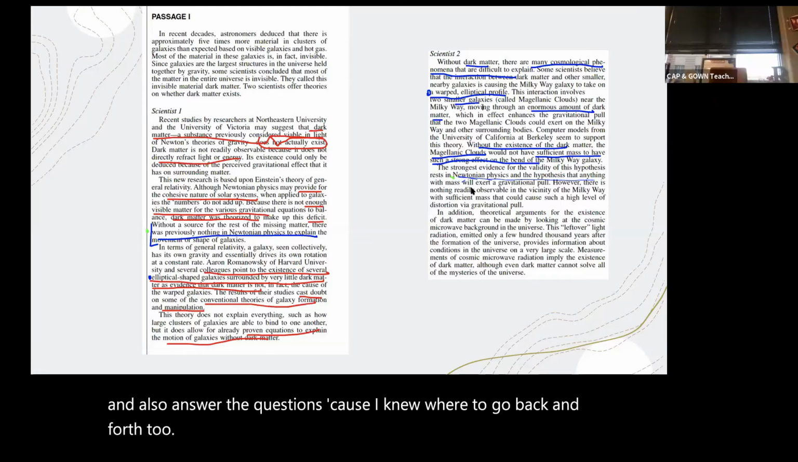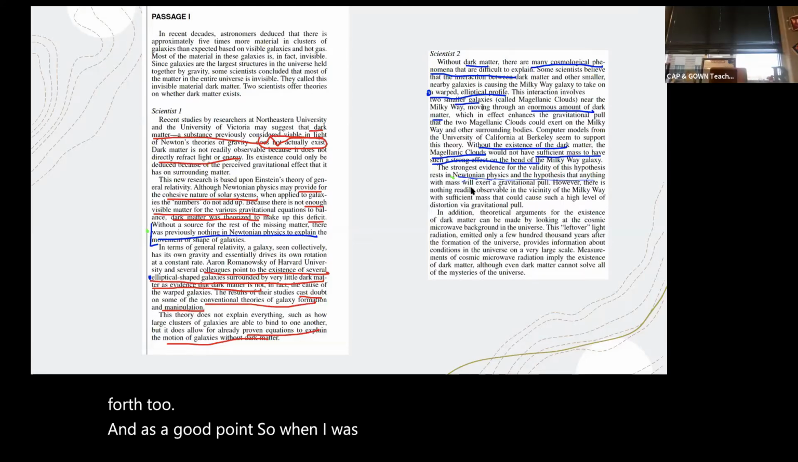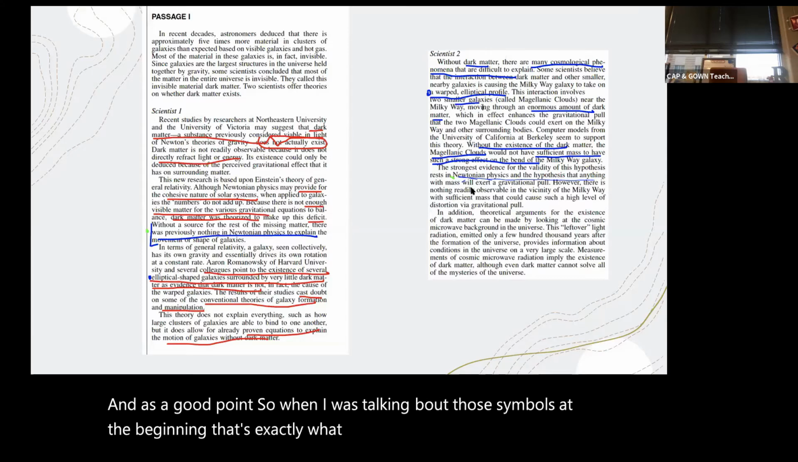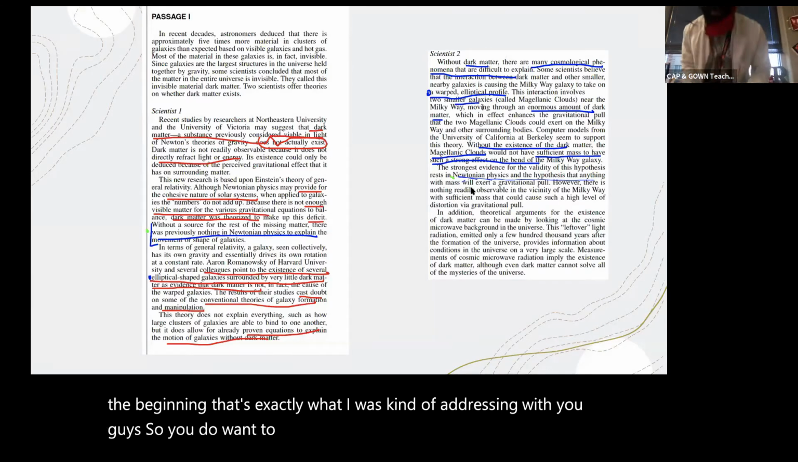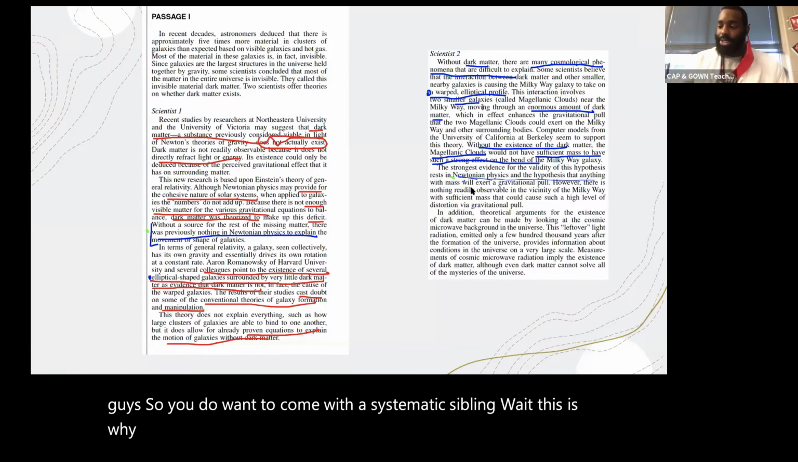And that's a good point. When I was talking about those symbols at the beginning, that's exactly what I was addressing with you guys. So you do want to come with a systematic symboling way. This is why kids struggle with this, because it takes a little bit of a different type of thinking, right?